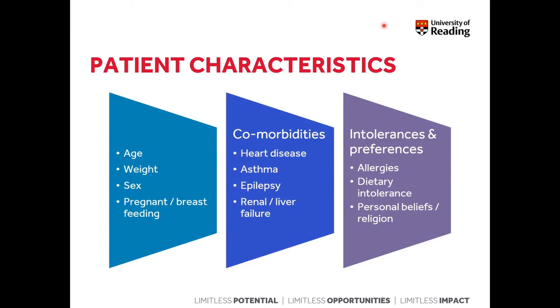So the things we might need to think about is obviously about the patient themselves. So their characteristics. So is it a child? Are they elderly? Or what about their weight? So you'll start learning that some medication is weight dependent. So the dose changes according to the weight.